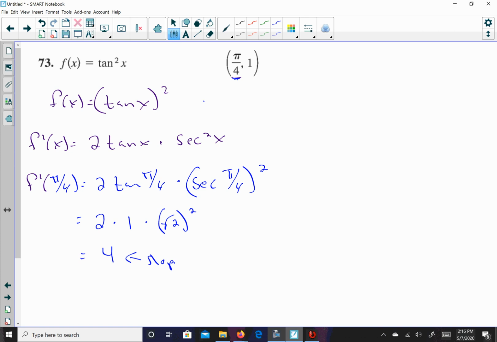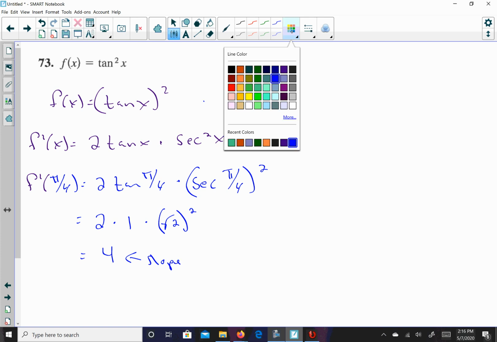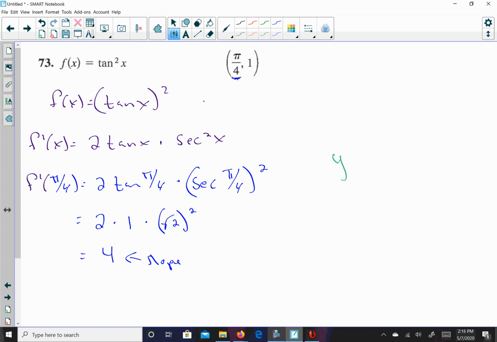Here's my slope. Now let's go and put it in slope-intercept form. So I'm going to say y minus my y-coordinate, which is 1, is equal to my slope, which is 4, times x minus my x-coordinate, which is pi over 4. So when I do this, I get y is equal to 4x minus pi plus 1, and that's my tangent line.